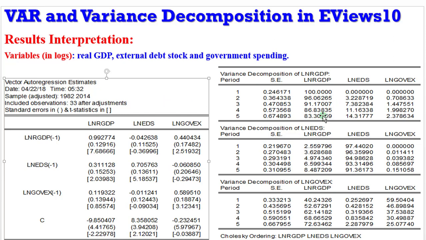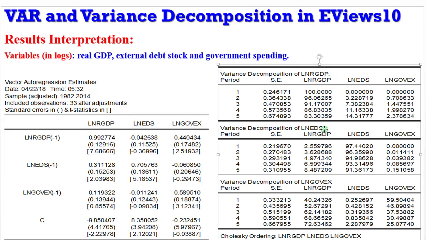Now moving on to the variance decomposition results. Where the table is designed, I showed you earlier on at the top here, the variables whose variance is decomposed are listed. So this is for real GDP, this is for external debt stock, and this is for government spending. So how will you read the table?